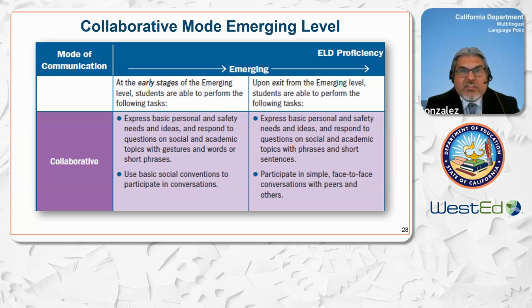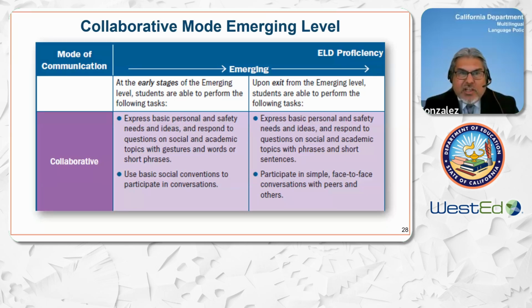At the early stages of the emerging level, students are able to express basic personal and safety needs and ideas and respond to questions on social and academic topics with gestures and words or short phrases. They are also able to use basic social conversations to participate in conversations.